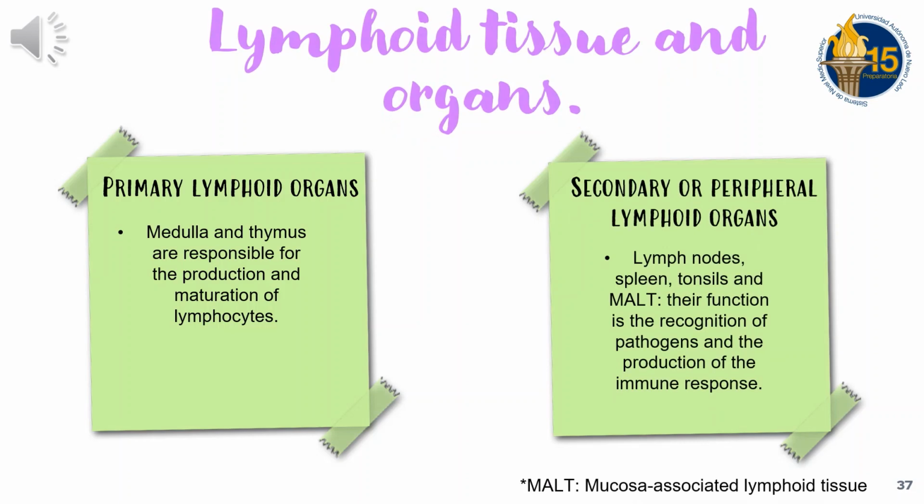The cells that are part of the immunological system are organized in lymphoid organs and tissues. These organs are classified according to their function as primary and secondary. Primary lymphoid organs are the bone marrow and thymus. Their function is the production and maturation of the lymphocytes. And the secondary, which include lymph nodes, spleen, tonsils, and appendix. Their function is the recognition of pathogens and the production of an immune response.